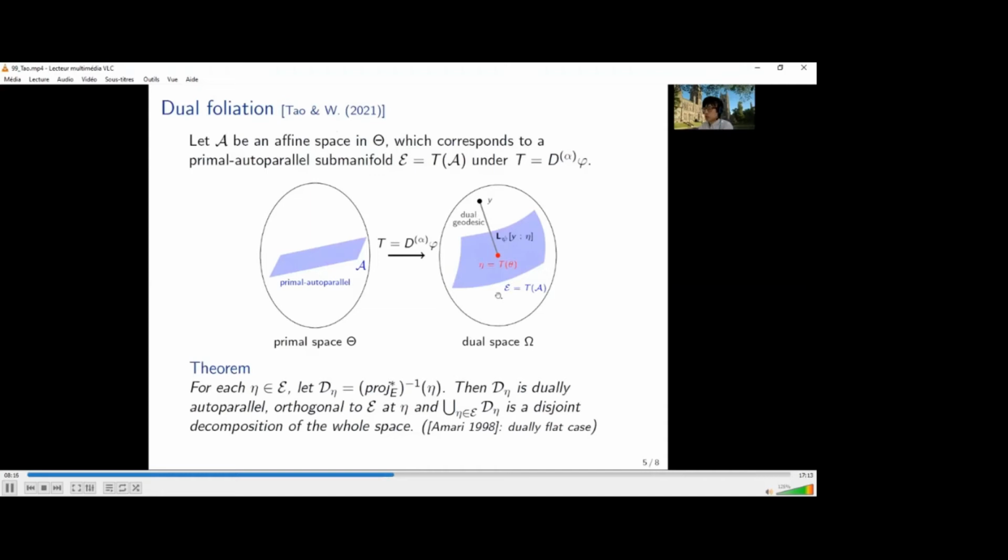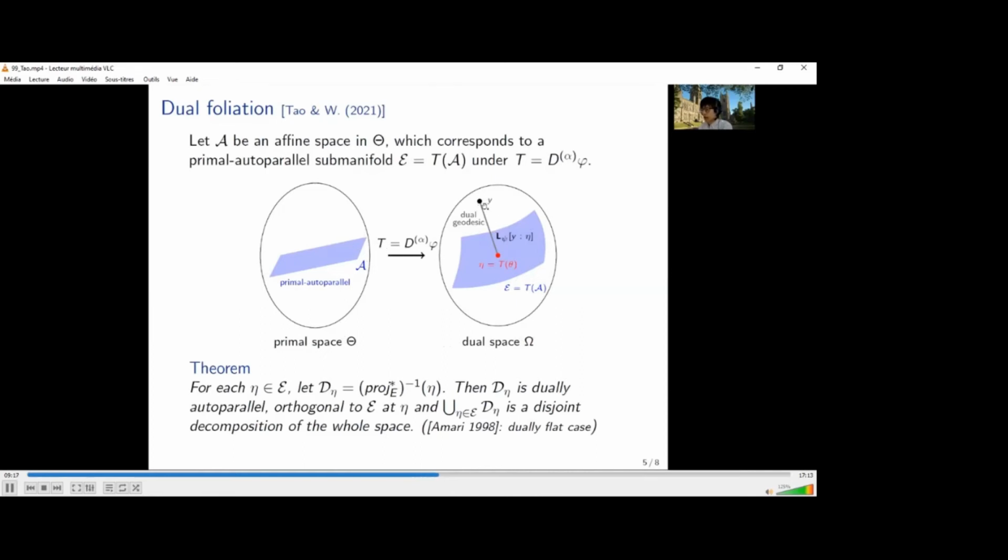So let's look at this picture and look at its geometry. Suppose that A here is a convex or affine space in the primal space, which is big theta, and consider the alpha gradient, which I denote by T. I use T because this can be related to a transport map. And under this transport map, the A space, which is convex here, is mapped to a nonlinear submanifold, which I call E, in the dual space, which is the domain of the dual coordinate system. But intrinsically, you can think of these two spaces as the same space. And what's more, this A is so-called primal autoparallel because it is convex in the coordinate theta, and the geometry is projectively flat.